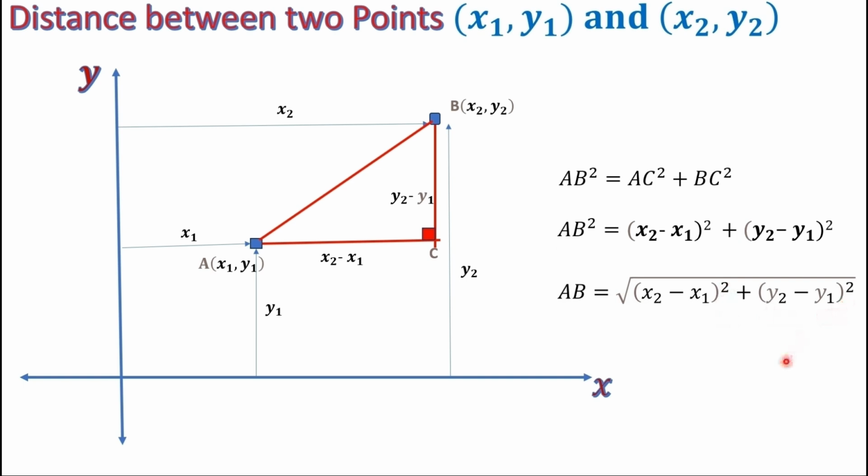You need not remember this formula, okay? You just need to form the right angle triangle and mark the x2 minus x1 distance there and the y2 minus y1 distance there. Then we need to find the hypotenuse by using Pythagoras.